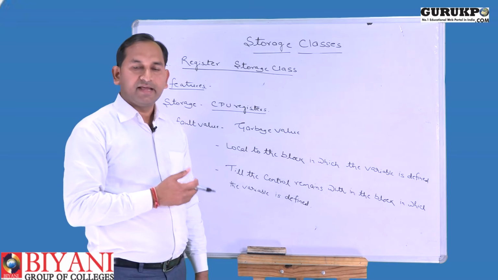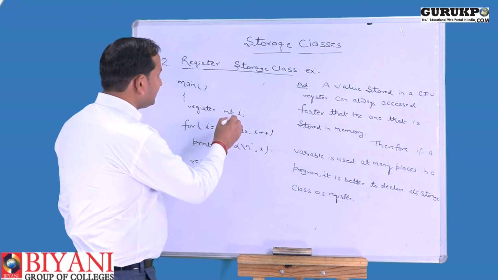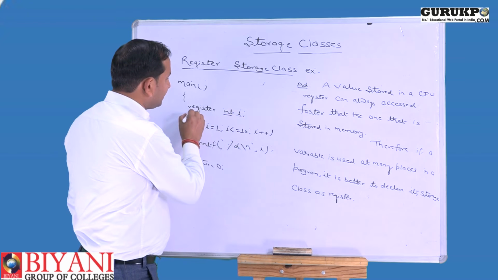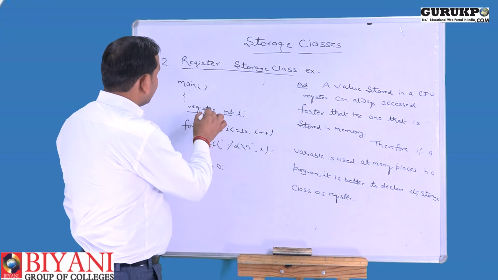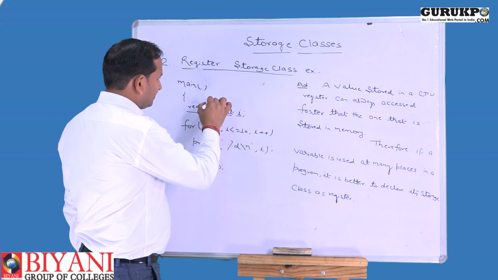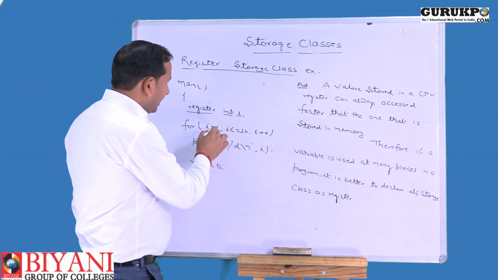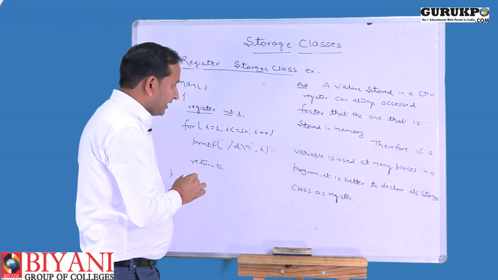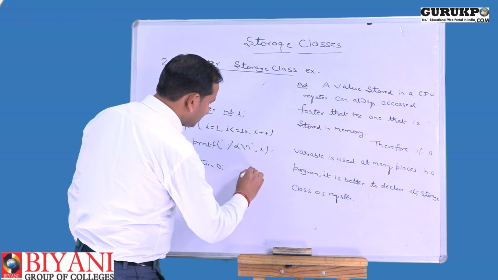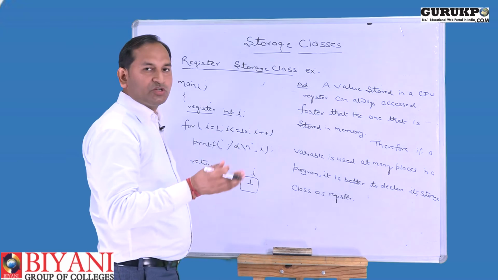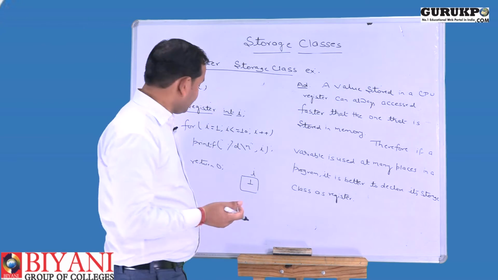Now we are taking an example of register storage class. In this given example, i is an integer type variable which is declared with register storage class, so the keyword register is used here. Here we are using a for loop: i = 1, i is less than or equal to 10, i++. So the initial value of i is 1. This variable will be stored in a CPU register, so definitely it will be accessed very fast.